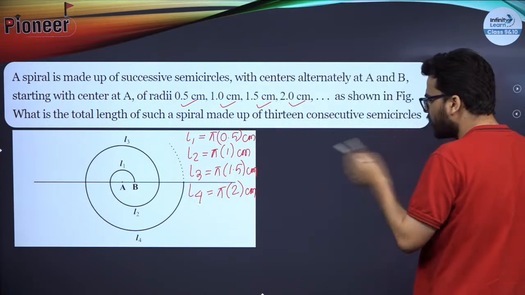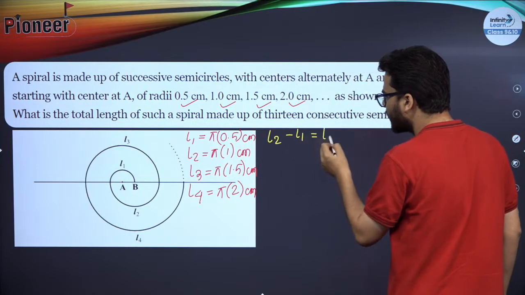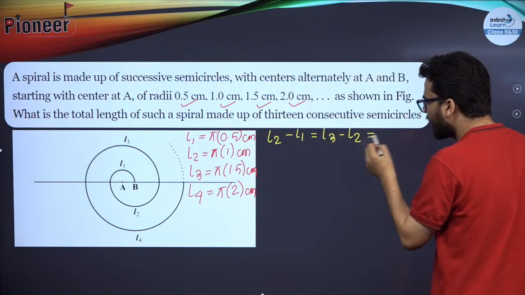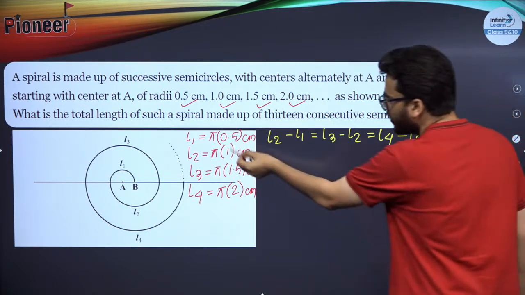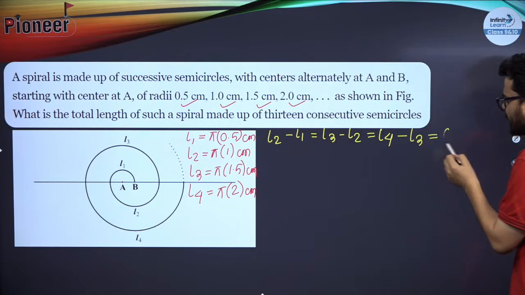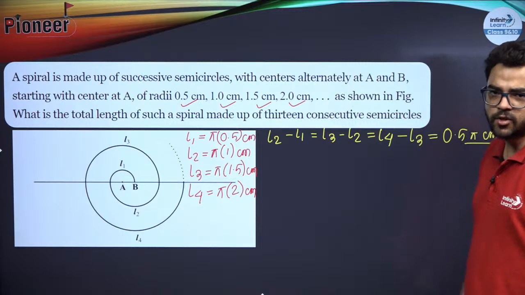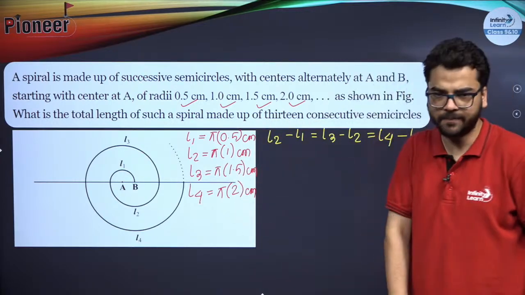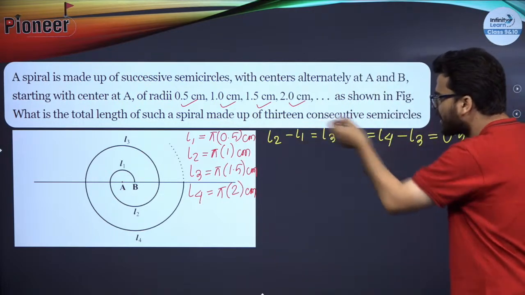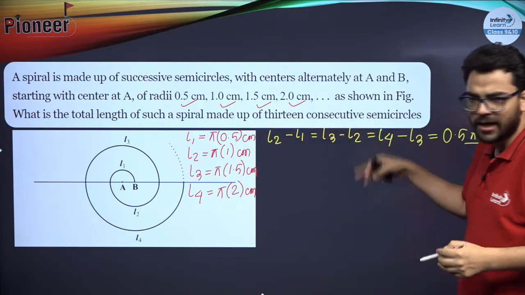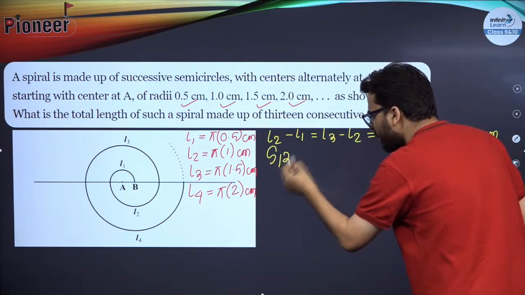So if you check it, you will see that if you do L2 minus L1, L3 minus L2, L4 minus L3 over here, what you will get, guys? You will get 0.5 pi centimeter only. So therefore, these terms are in AP. And you have to find the sum of the spiral up till 13 consecutive terms. Read the question: 13 consecutive terms. It means basically you have to find S13, correct?